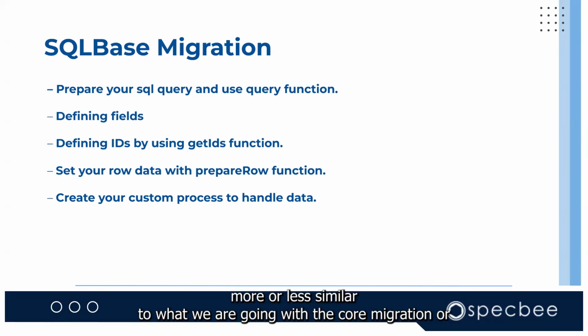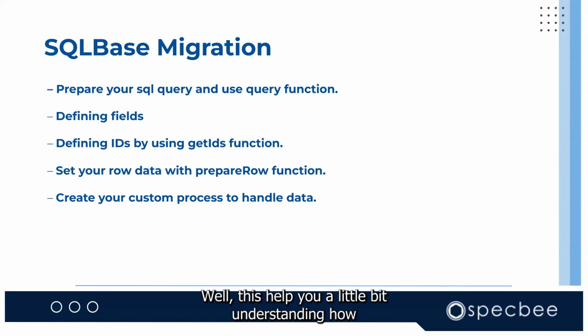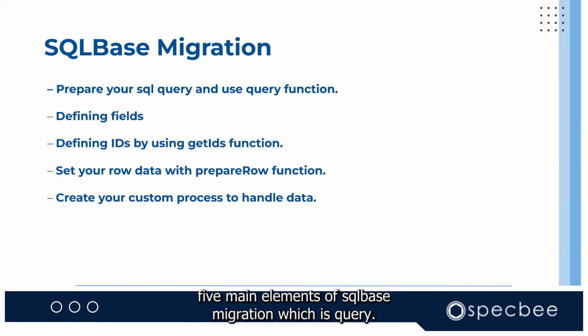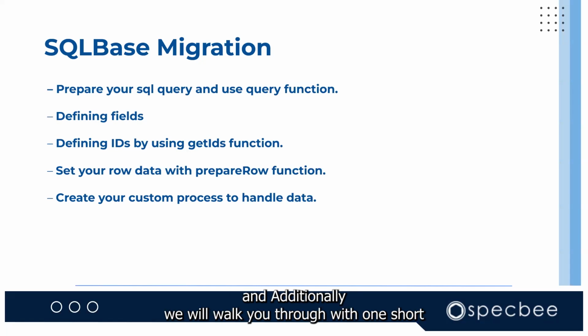Process is more or less similar to what we are doing with the core migration or other migration tools. Hope this helps you a little bit in understanding how SQL-based migration works. Let's walk through a quick demo to better understand these five main elements of SQL-based migration, which are query, defining your fields, getIDs function, prepareRow, and additionally, we will walk you through one short custom process in order to handle the data.